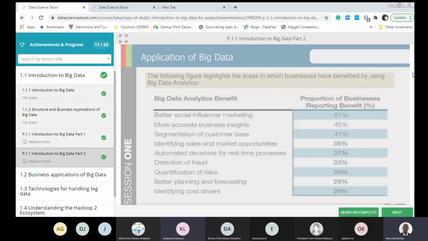But the question is, can big data and its application help you to protect your business? The answer is yes. Can it help you to quantify the risk in your business? Yes. Can it help you to plan better and to forecast your business better? The answer is yes.